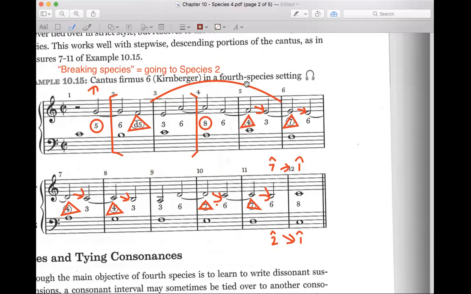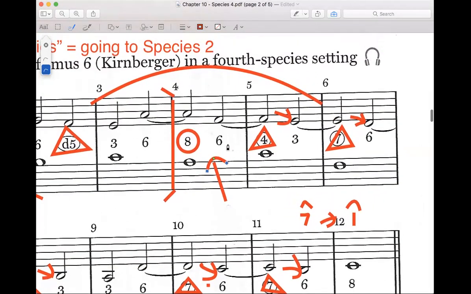Besides that, let's try to see how many suspensions we have. Here we had a 4-3, that's 1, 7-6, that's 2, 4-3, 4-3, 7-6, 7-6. We had 6 different suspensions. We broke species once, and here this is not quite a suspension, although we do use the same rhythm, but we would not call this a suspension because what's missing? Well, on the downbeat is a consonance.